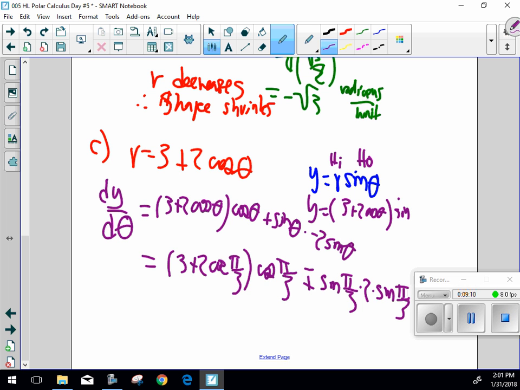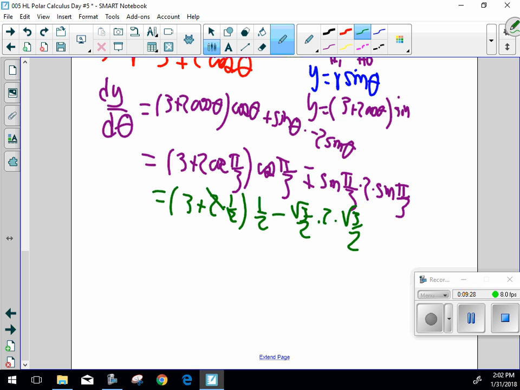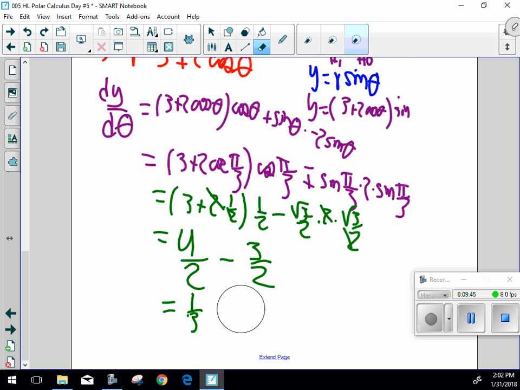And then simplify it and get an answer. And I think I better do this because there is an explanation at the end. 3 plus 2 times 1/2 times 1/2 minus square root of 3 over 2 times 2 square root of 3 over 2. And this will simplify to 4 over 2 minus 3 over 2, which I think I did right, isn't it? 1/3. Units per unit. I guess that's not super helpful.